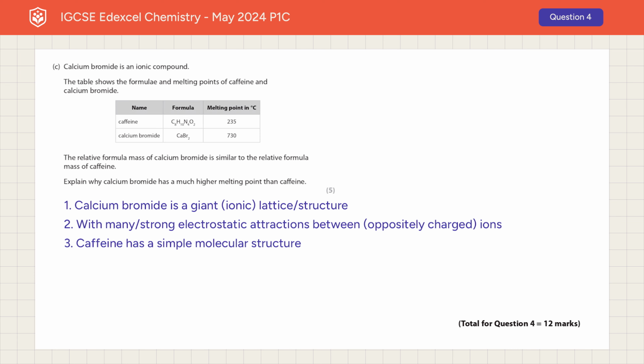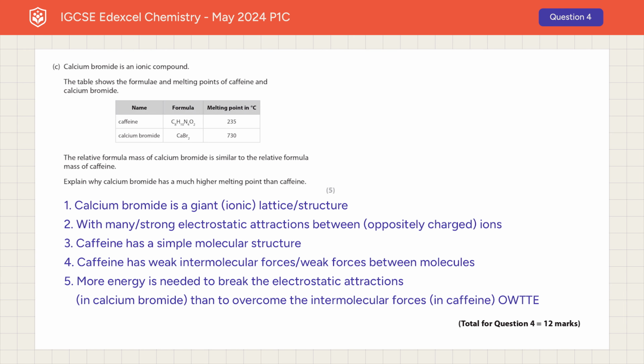Caffeine, on the other hand, is a simple covalent molecule. Within each caffeine molecule, atoms are held by strong covalent bonds. But between one molecule and the next, there are only relatively weak intermolecular forces. It's these much weaker forces that need to be overcome to melt caffeine, which requires far less energy. This is the perfect example of how the type of structure and bonding gives the substance its properties.